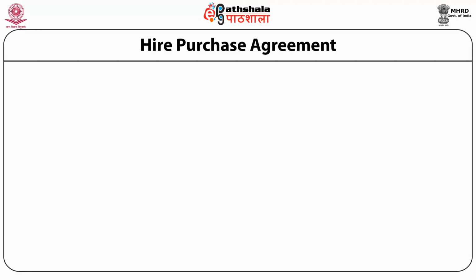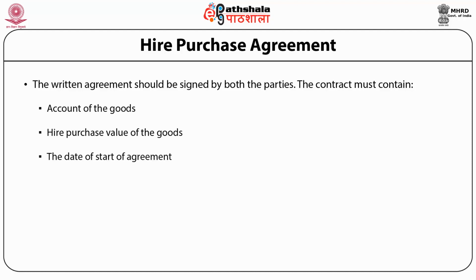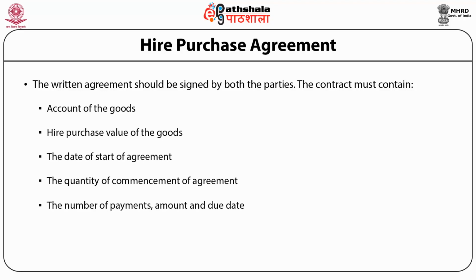Hire purchase agreement. The written agreement should be signed by both the parties. The contract must contain a description of the goods, hire purchase value of the goods, the date of start of agreement, the date of commencement of agreement, the number of payments, amount and due amount.